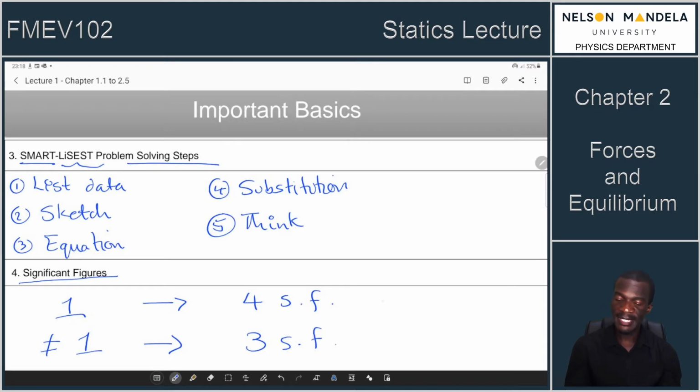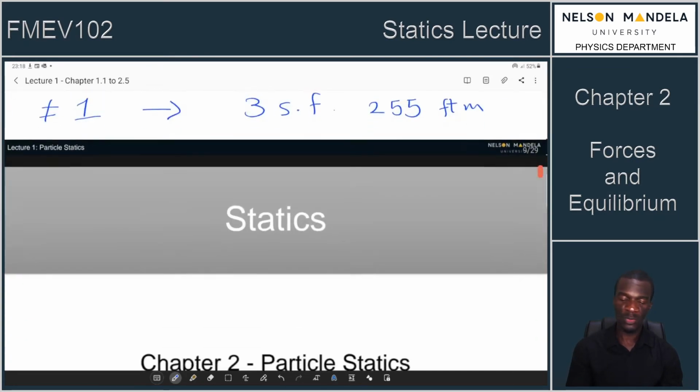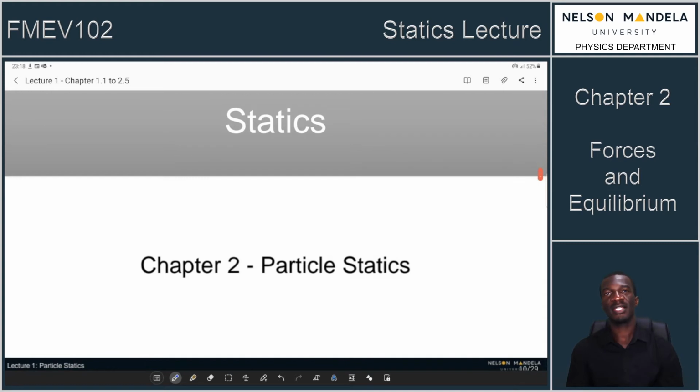So if my answer is 155, for example, I should write my answer as 155.0. It can be feet, it can be meters, whatever it is. But if this answer is 255, my answer should be written as 255 feet or meters or whatever it is. So basically, that is the convention. When you're typing in Moodle, respect this and use the correct number of significant figures. Those are all the rules and laws that you need to remember.